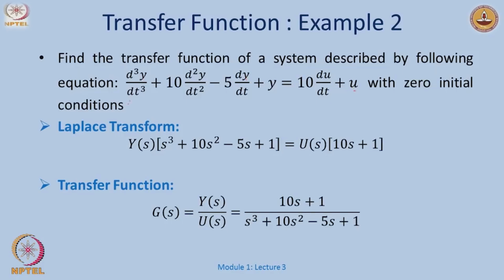Okay. So, if I am given a differential equation in Y and U like this with again 0 initial conditions, how do I find the transfer function? Well, again I just do the same steps. I take the Laplace transform of the left hand side. So, Y of S, differentiating it 3 times will be an S cube, differentiating twice will give me an S square, differentiating once will give me an S, and so on. On the right hand side, I have du by dt plus u, which will just transform to 10s plus 1. So, once I have this, I can easily write down what is Y of S over U of S.